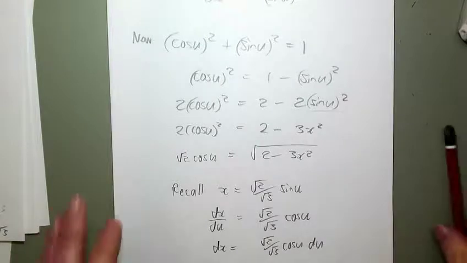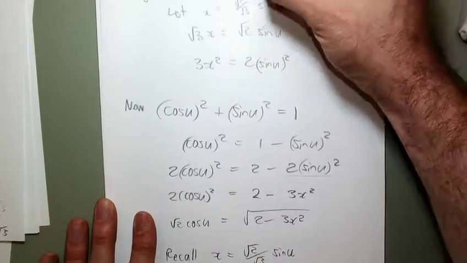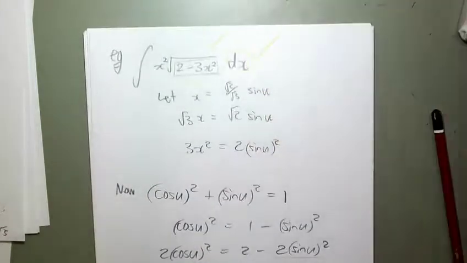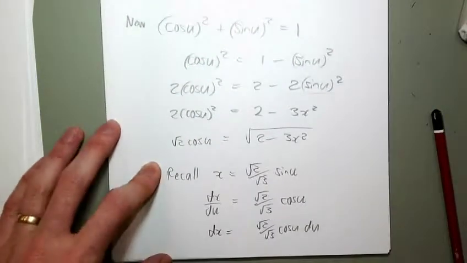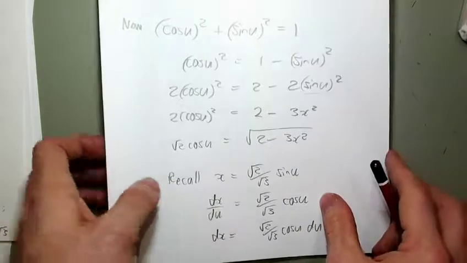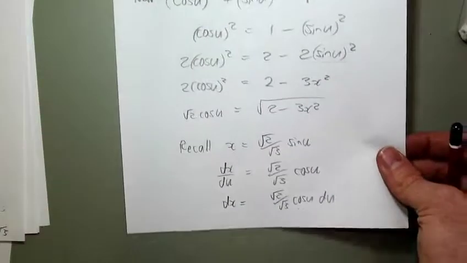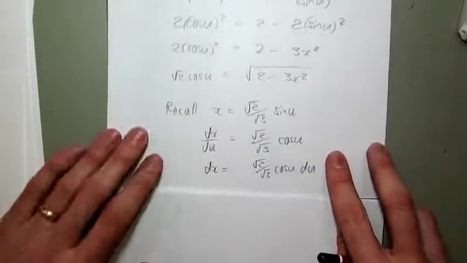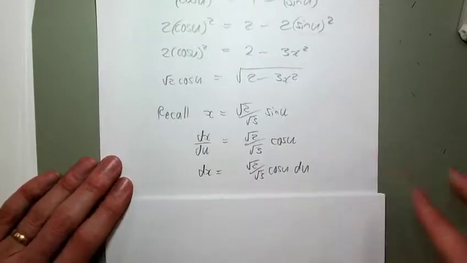Cool. So now I have dealt with the dx. Tick. Just have to deal with the x squared. But that's okay, because I knew to begin with that 3x squared was equal to 2 sine u squared. So we can do that.